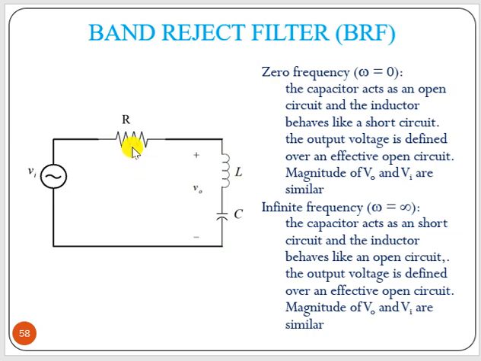band reject filter. How? Because for band reject filter, at omega equal to 0, what happens? The capacitor acts as open circuit, inductor as short circuit. That means there will be no current flow, and whatever the input voltage is will come across the capacitor, so the output is the same as the input. So output is 1, high. Now at infinity, inductor acts as open circuit, capacitor acts as short circuit. As inductor becomes open circuit, output voltage will be equal to input voltage. So it is again high. So in between there will be some lower value.